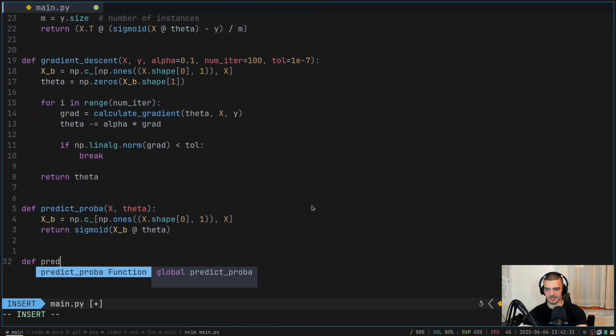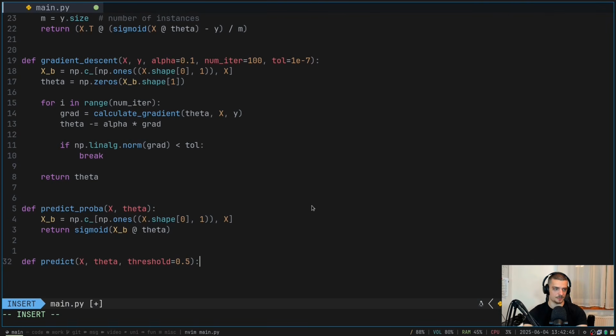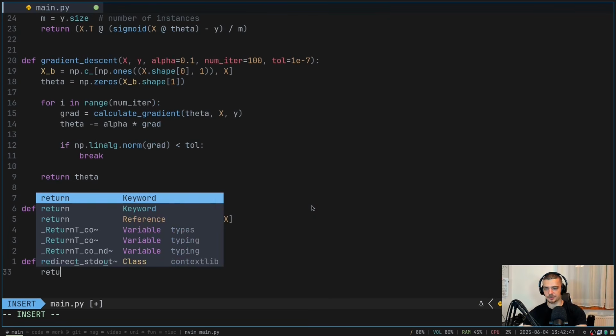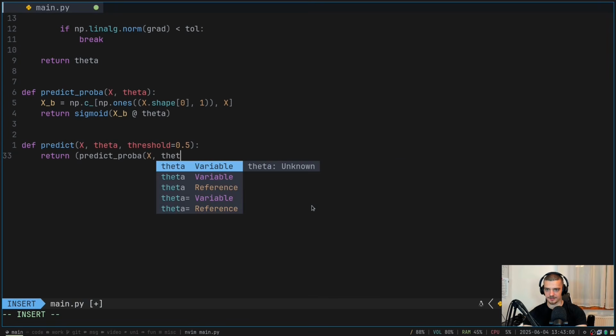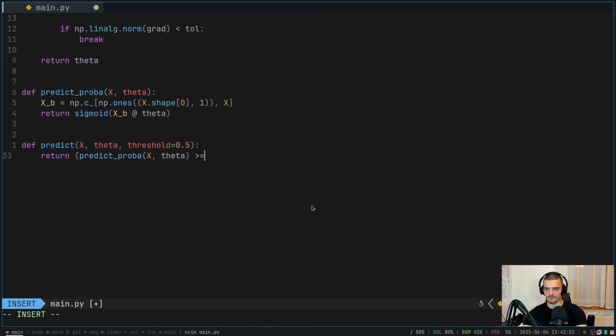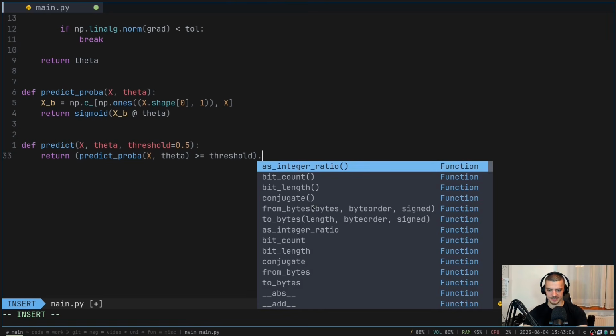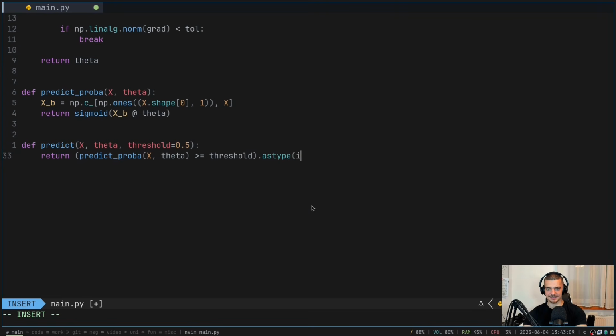And if I want to have the actual class prediction, I can do the same thing with a threshold. The threshold can be by default 0.5, which makes sense, but sometimes you maybe want to change that. And here we're just going to return predict_proba given x and theta. Is that above or equal to the threshold? If yes, we're going to get a 1. Otherwise, we're going to get a 0. We want to get this as type int, not as a Boolean. And that is the implementation.